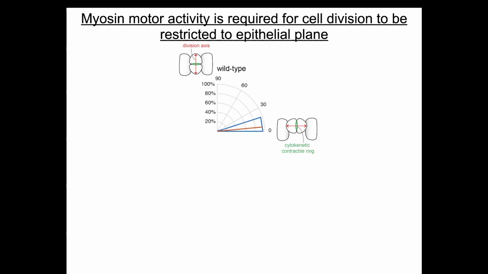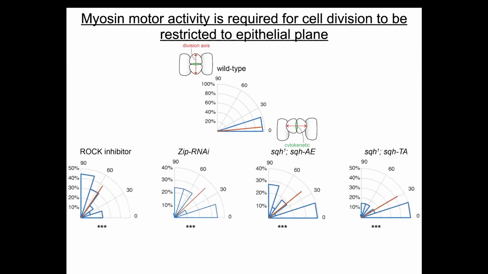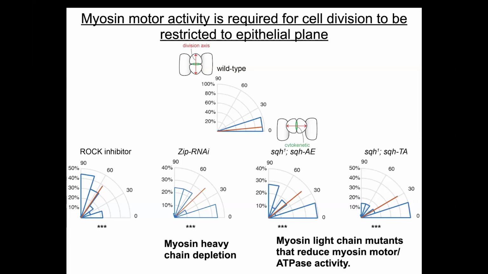Now, what we found is when we inhibit myosin, here with Rho kinase inhibitor, but also by depleting the myosin heavy chain, or by making these mutants in the light chain, and these are mutants that we've shown reduce the ATPase activity of the motor, and therefore they're going to contract more slowly and less robustly. Okay, so in each of these cases, you see a significant increase in the number of out-of-plane divisions.